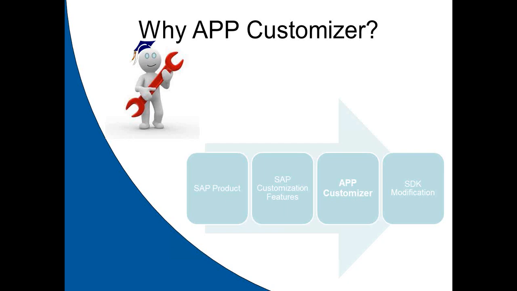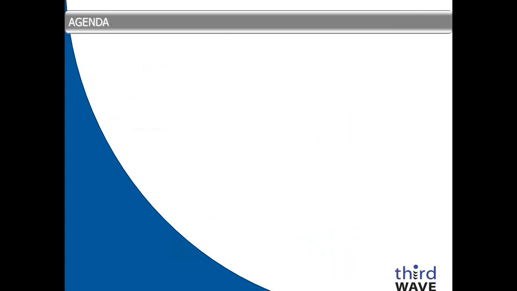So I would say without a doubt, a client that relies on software development kit customizations is going to have a higher total cost of ownership than a client who uses APP Customizer. It's definitely going to lower your cost of ownership having APP Customizer in place.